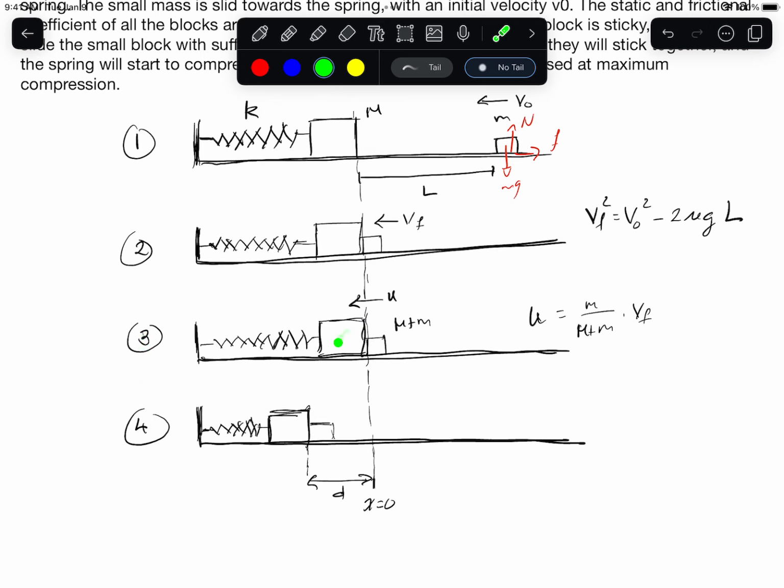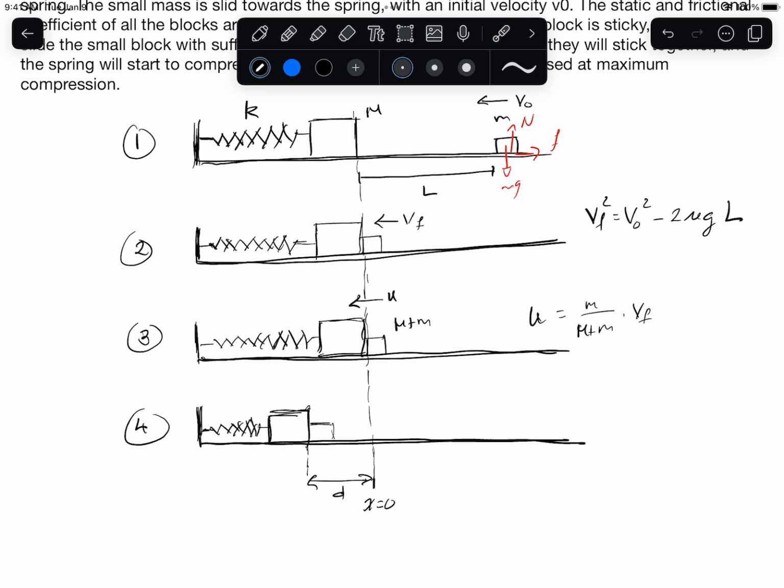So we've got two blocks. They have mass M plus m put together. They're moving with speed u, and as they move, they're going to compress this spring. Okay, so they're going to compress this spring. So let's go ahead and draw the forces that are acting on these blocks.